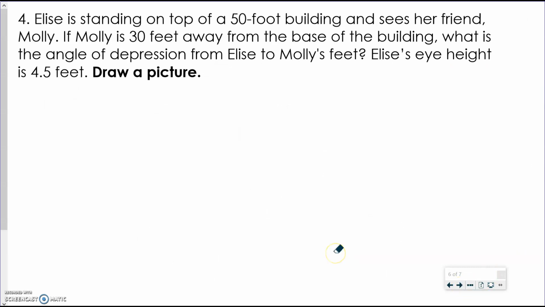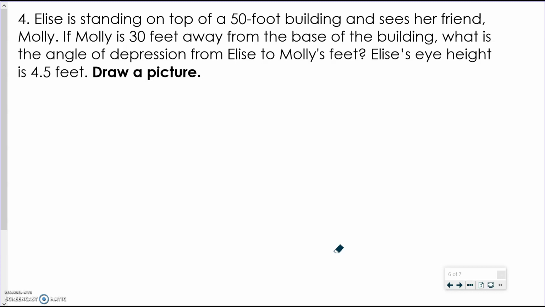All right, last example. Elise is standing on top of a 50-foot building and sees her friend Molly. If Molly is 30 feet away from the base of the building, what is the angle of depression from Elise to Molly's feet? Remember, Elise's eye height is 4.5 feet.